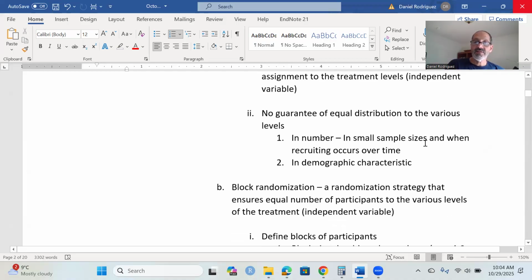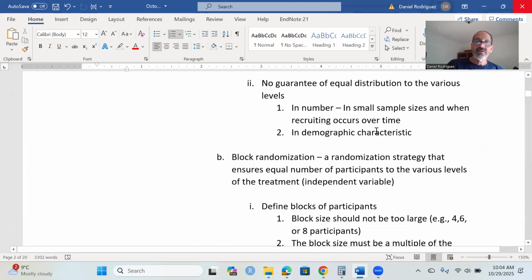Or in demographic characteristics. Right? So it's important to note that when we talk about not having equal distribution, this means we're recruiting in a sequential fashion. So it's like you come in and then the next person comes in. So you have some kind of method that randomly assigns people to the different levels of the treatment.